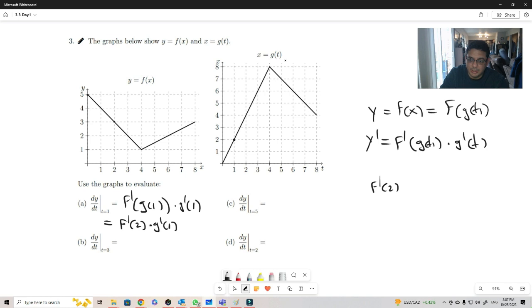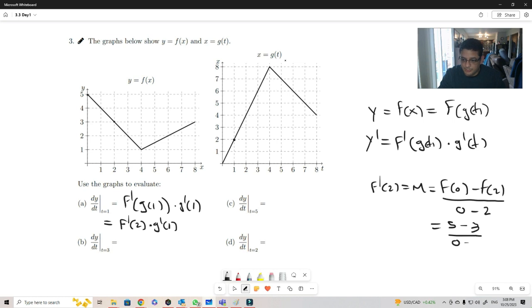If you remember, the slope in this scenario will be f of 0 minus f of 2 over 0 minus 2. Remember, we're doing the difference in y's over the difference in x's. Now f of 0 becomes 5 and f of 2 is 3, over 0 minus 2. So this is 2 over minus 2, and so this is minus 1. This means the slope here is minus 1.